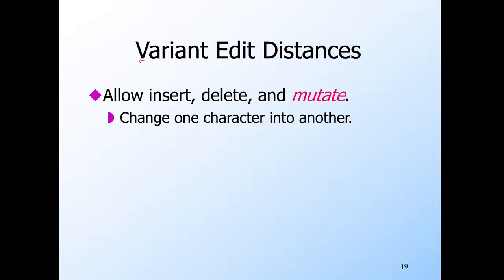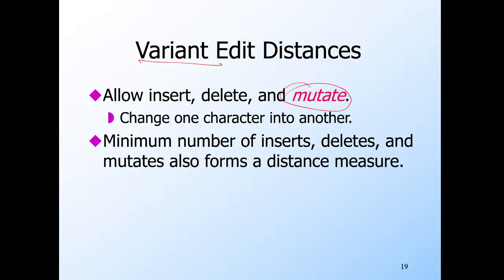And there could be some variants. For example, if we include one more operation, which is mutate. Mutate means replace one character by another character. So in this case, if you compute the distance between, for example, ABC and ADC, using the original edit distance, from ABC to ADC you need to first delete B and then insert D. So the distance should be 2. But if we include this mutate operation, then we could replace B by D directly. Then the distance becomes 1.